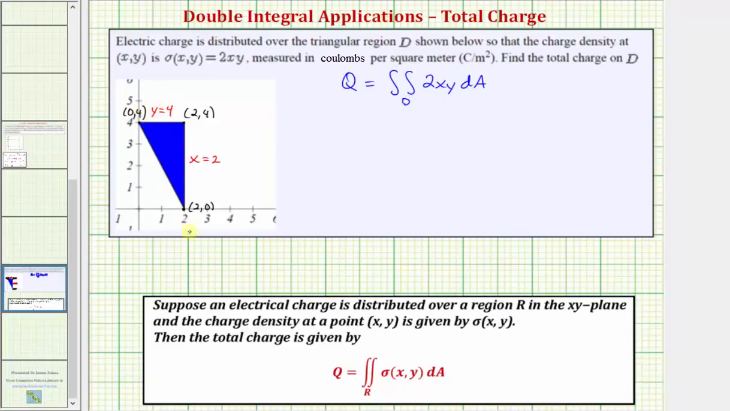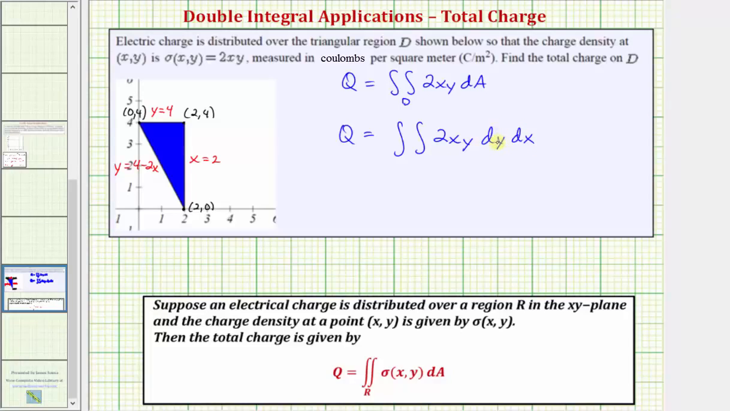Now for the line containing this side, notice how the vertical intercept would be 4, and if we go down 4 and right 2, we'd be at this point on the line, and therefore the slope of this line is negative 2. So the equation of the line containing this side would be y equals negative 2x plus 4, or 4 minus 2x. Now differential A is equal to either dx dy or dy dx, which determines our order of integration. Let's use dy dx, so we'll integrate with respect to y first, then with respect to x.